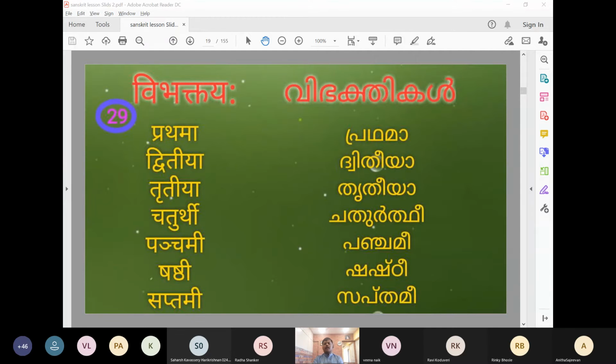Vibhakti. So I told you that words are of 2 types. There is Namapadam and there is Kriyapadam.